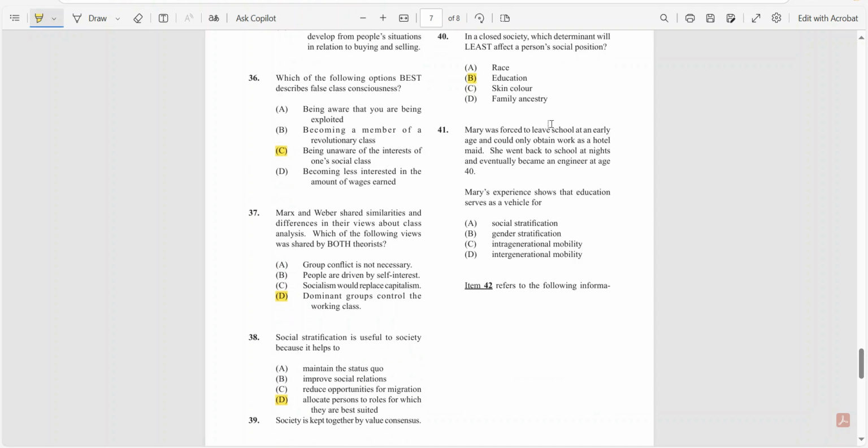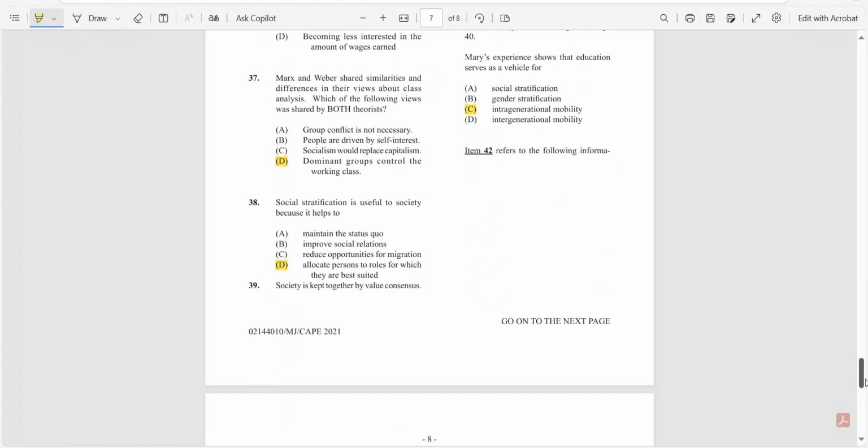Mary was forced to leave school at an early age and could only obtain work as a hotel maid. She went back to school at night and eventually became an engineer at age 40. Mary's experience shows that education serves as a vehicle for, and the answer for that is intragenerational mobility, moving up the ladder within one's life cycle.